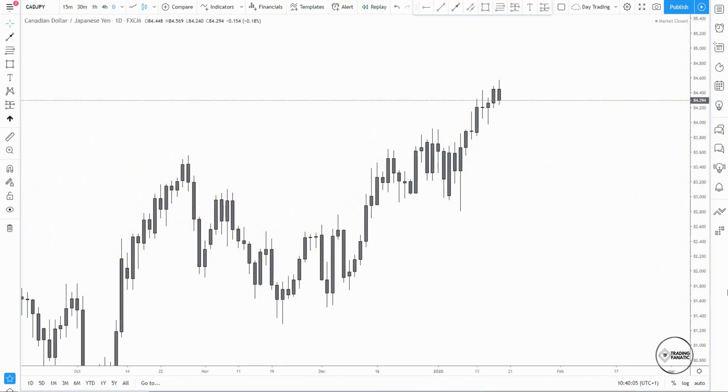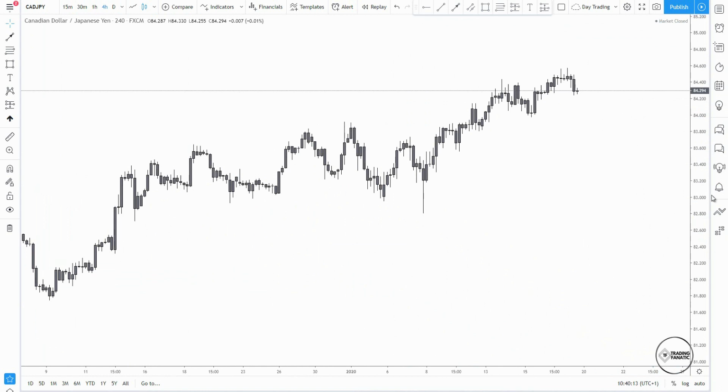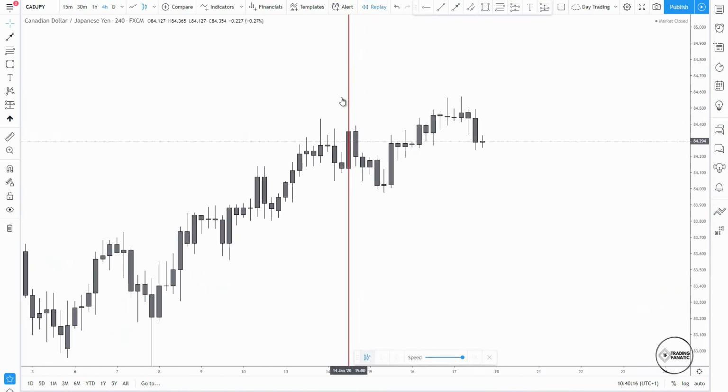CAD JPY, very messy market, guys. As you can see on the daily, it's super overextended, so I would expect a pullback on the daily. And that's the pair I lost the trade this week. So let me quickly show you. I believe it was, yeah, it is here.